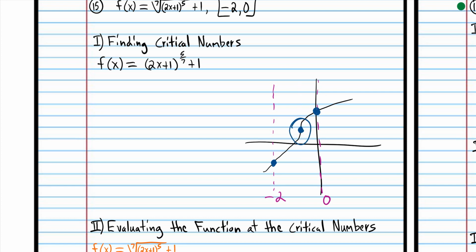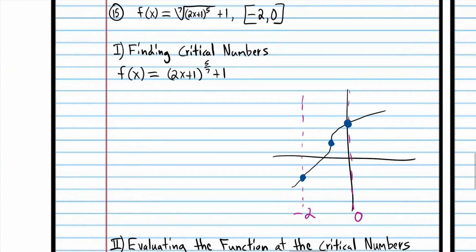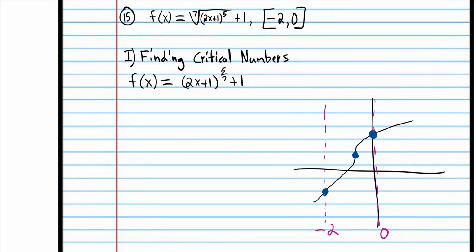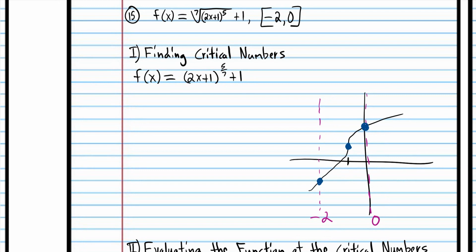Now we can see that this is not the top of a hill and it's not the bottom of a valley, which means that this point, its y value is not going to be one of our answers. But again, if you couldn't graph this and had to just use calculus, we wouldn't know that. So we're going to do all the calculus to show why that critical number is not going to lead to an absolute maximum or minimum.